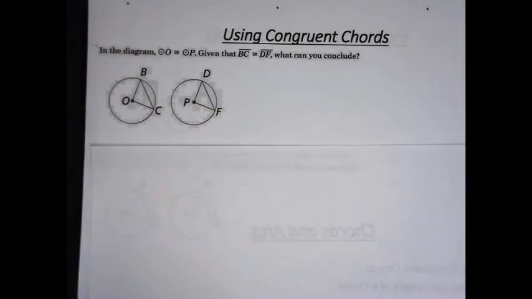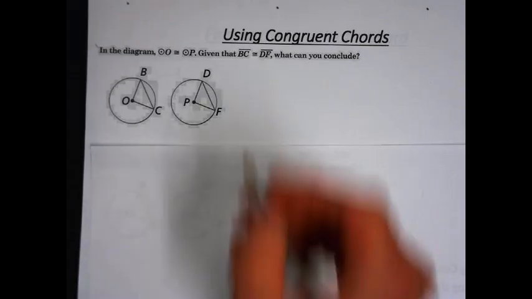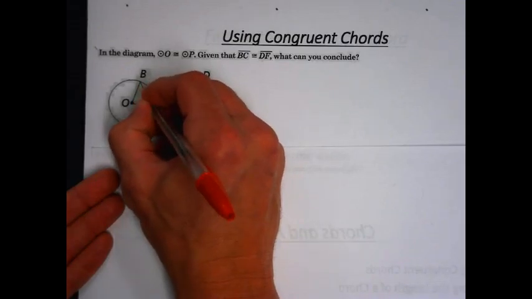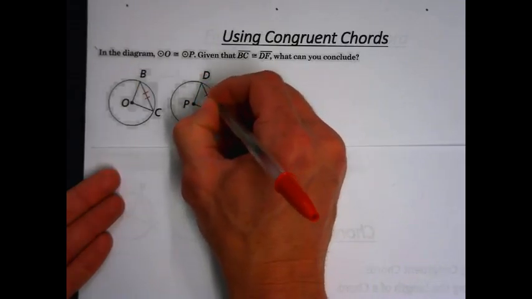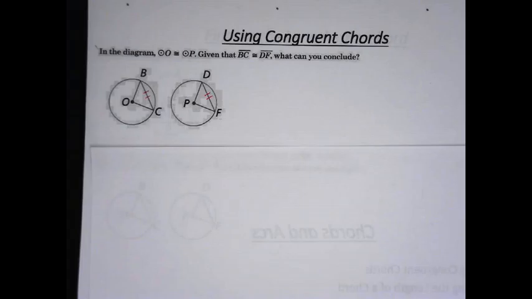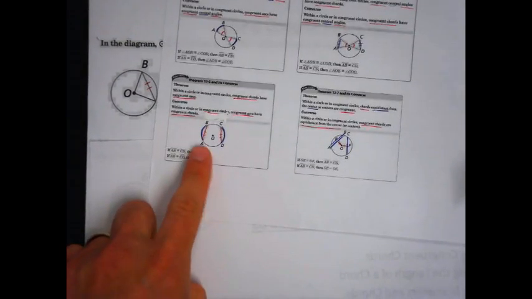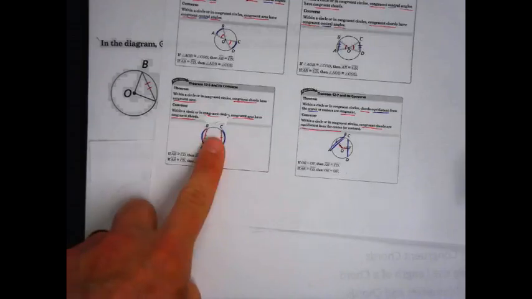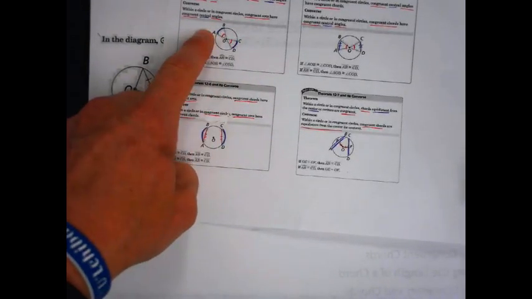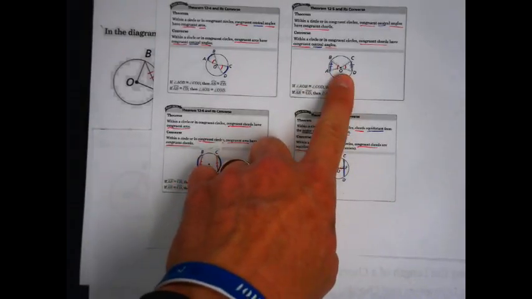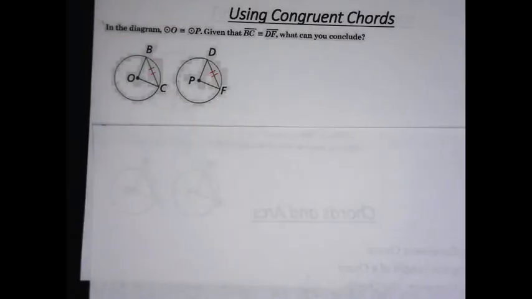But now we're going to have a piece of given information. Given that BC is congruent to DF, what can we conclude? We can conclude a whole bunch of stuff from the notes. We have a congruent chord. Congruent chords make all sorts of stuff congruent. Congruent chords means the arcs are congruent. The arcs are congruent means the central angles are congruent. So all sorts of neat stuff. Or we could have jumped right into chords and central angles. So we can conclude a bunch of congruence happening here.